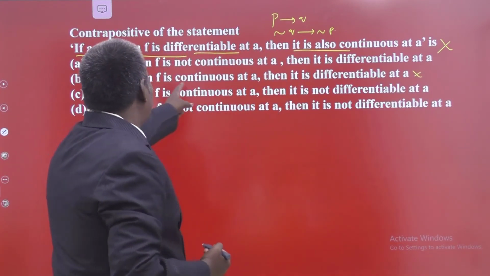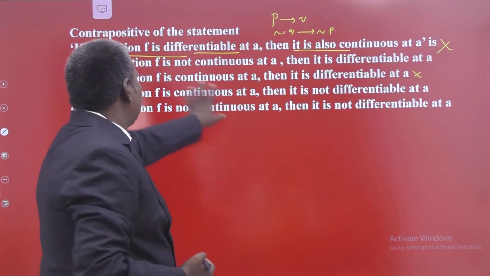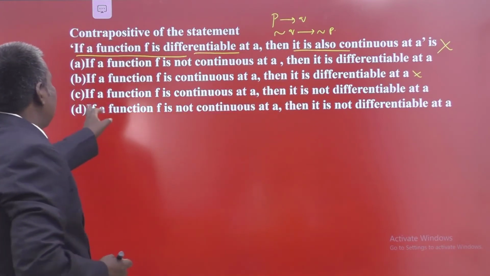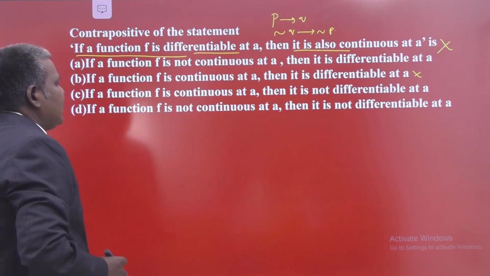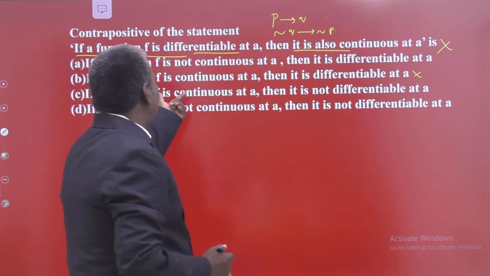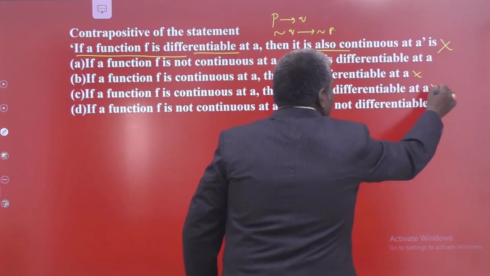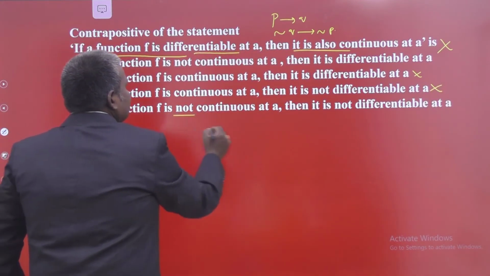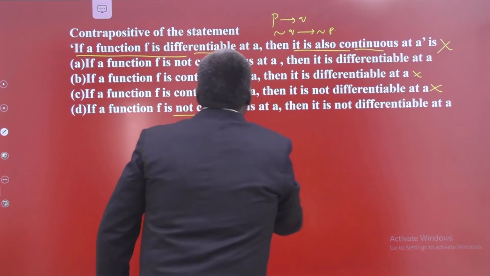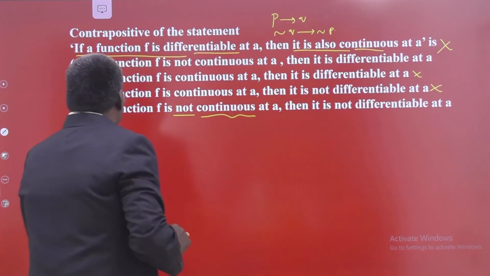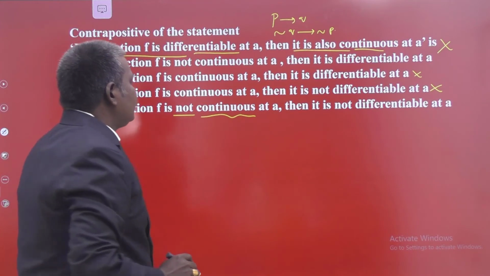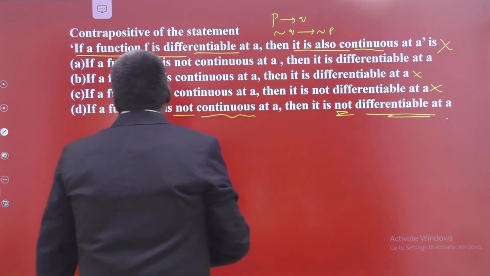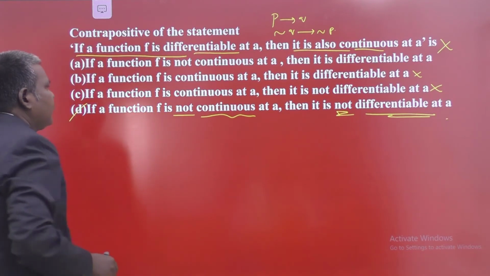If a function f is continuous, then it is differentiable. There is no not here. That is a wrong statement. If a function f is continuous at a, then it is not differentiable. Here not is misplaced, it is also wrong. Automatically this may be correct. If a function f is not continuous at a, then it is not differentiable at a. So this one is the correct option.